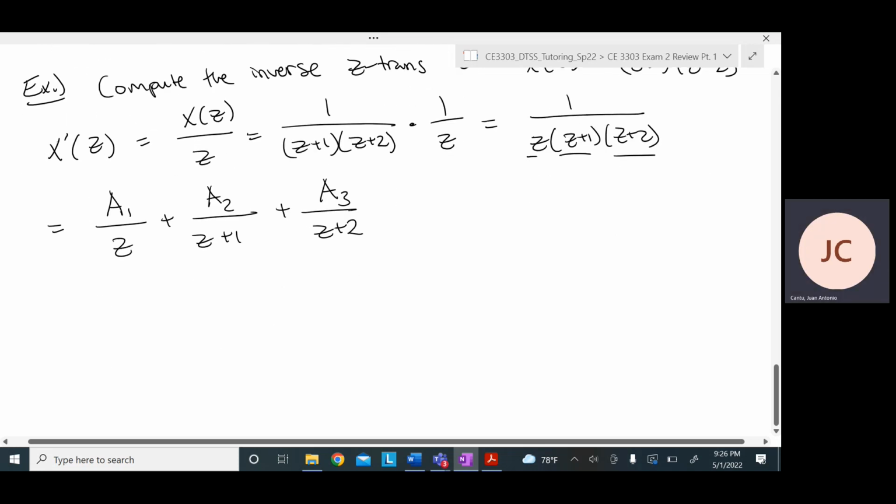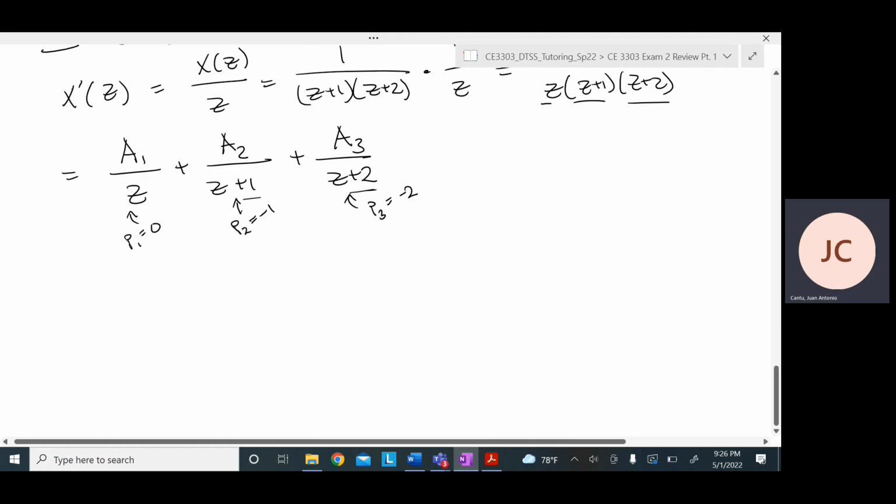Okay, so in this case, let's go ahead and identify our poles. So p sub 1 is equal to 0. Right here, p sub 2 is equal to -1. And here p sub 3 is equal to -2. These are our poles. Okay, so let's continue this.